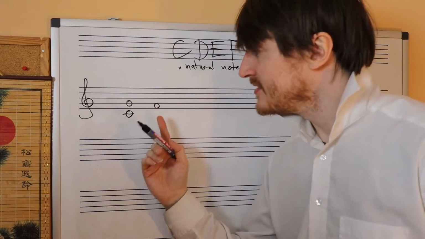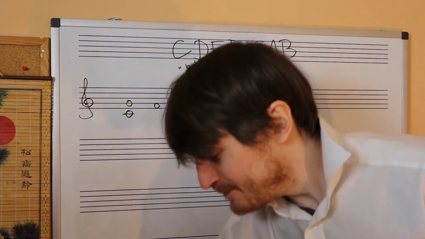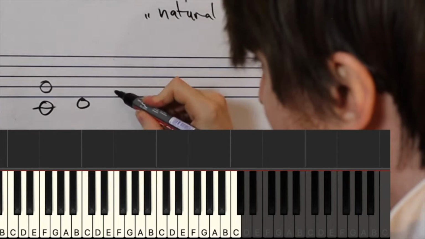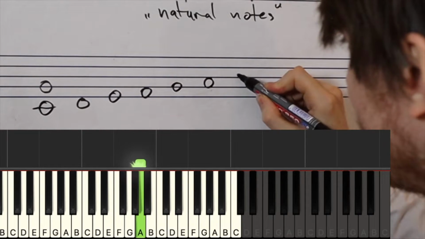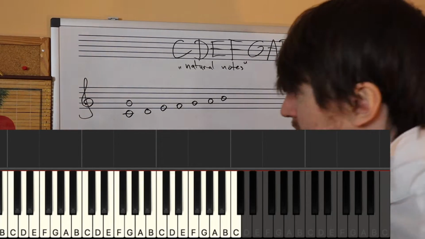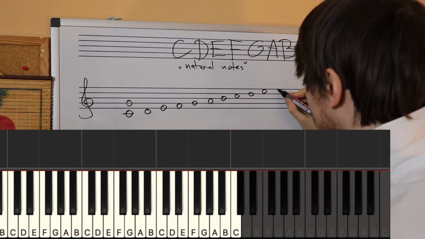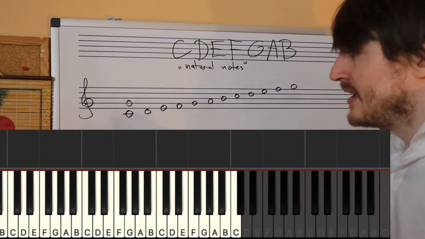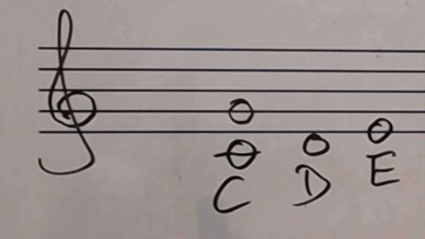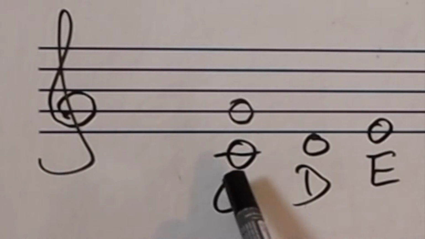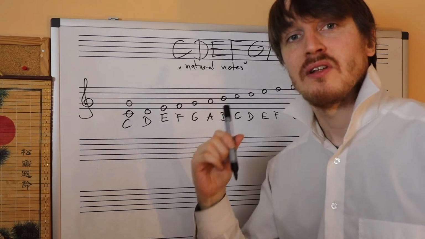Let's notate some natural notes in the treble clef. Starting with C4, obviously. C, D, E, F, G, A, B. Then the sequence repeats itself 1 octave higher. C, D, E, F, G. And it keeps going on like this endlessly. As you can tell, the middle C looks a bit different from the other ones because it has a line through it. That's a so-called ledger line.